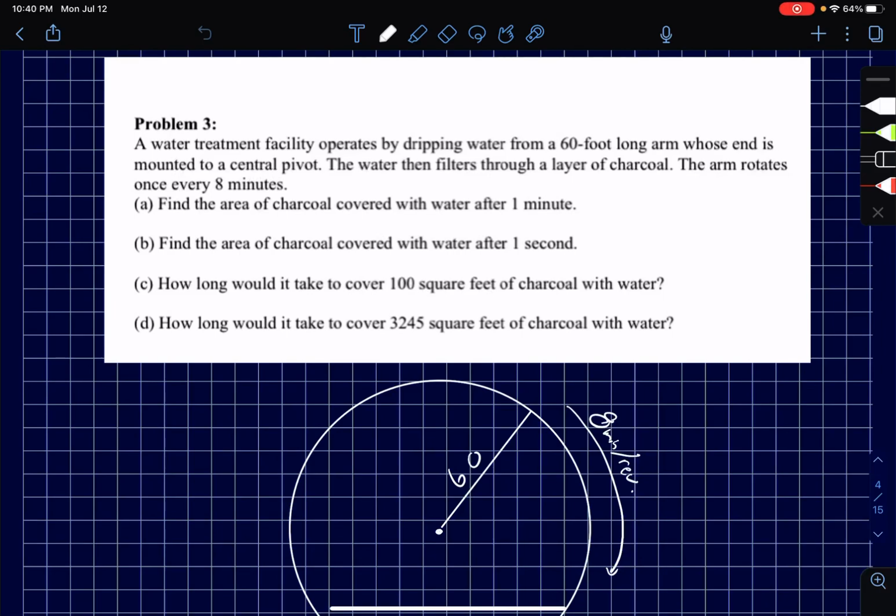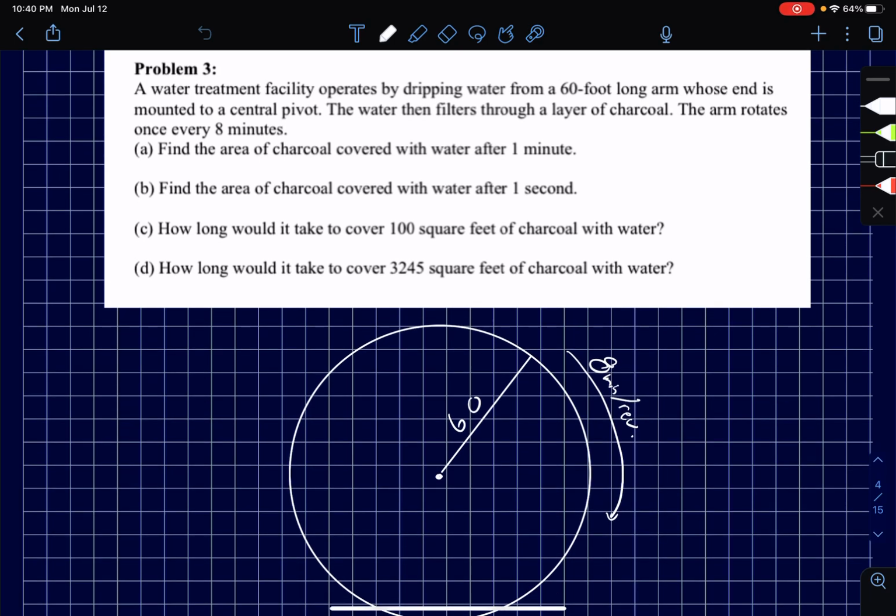Problem 3 gives us a water treatment facility operating by dripping water from a 60-foot long arm whose end is mounted to a central pivot. The water then filters through a layer of charcoal. The arm rotates once every 8 minutes.